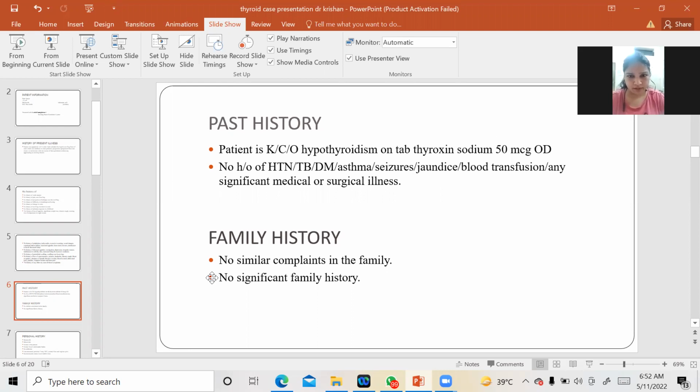Regarding the family history, there is no similar complaint in the family, no significant family history. Anything you want to point out here, in family history? Whenever you are asking about the family history, in case of a female, it is very important. If she is a male, it is also very important, because chances of being male, if it is occurring in the family, are three times more.